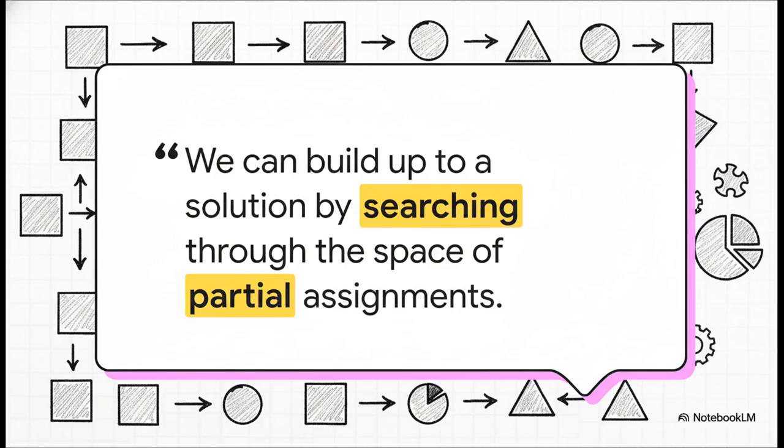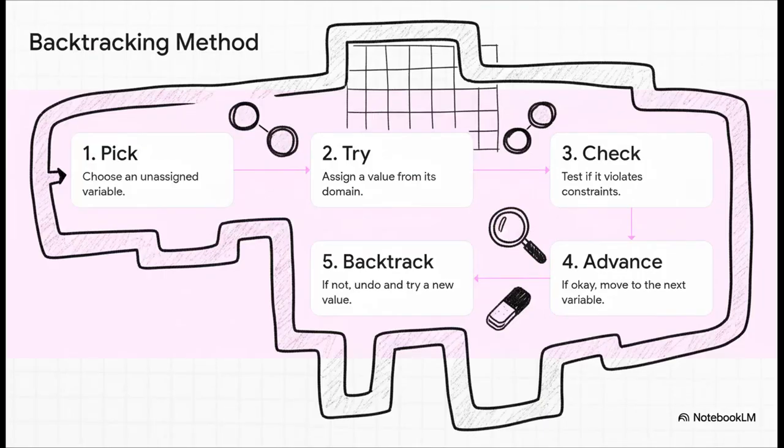The big idea here is that we don't try to solve the whole thing at once. Instead, we build up to a solution one piece at a time, making one decision, then the next, searching through all the possible options in a really organized way. And that organized way is called backtracking.